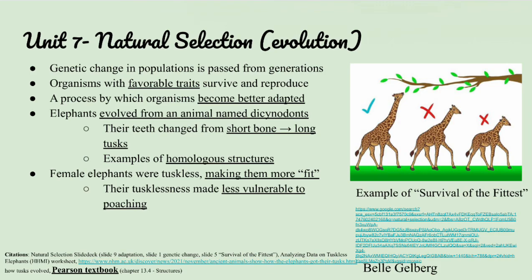To connect it to elephants, they evolved from an animal named Dicynodonts, which had similar teeth. It was a common ancestor, and their teeth changed from short bone to long tusks, examples of homologous structures because they have different looks, but they have the same function. And lastly, female elephants were tuskless, which made them more, quote, fit to the environment and made them less vulnerable to poaching. To connect this to the picture, there's a really tall giraffe, there's a medium giraffe, and there's a short giraffe. The tallest one is the more, quote, fit to the environment because it's able to eat its own food.